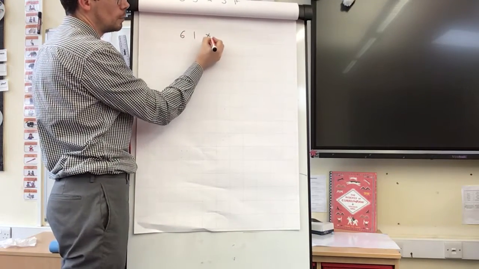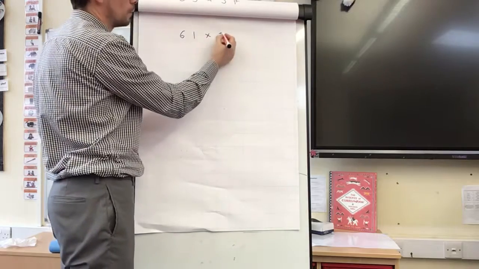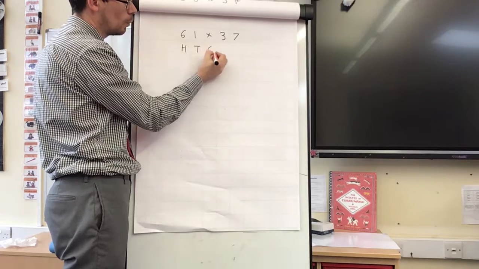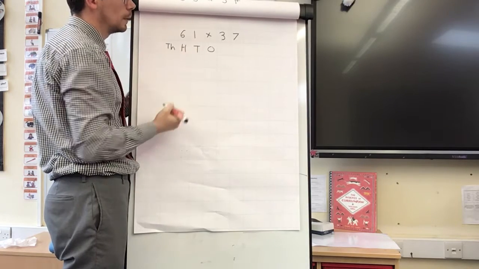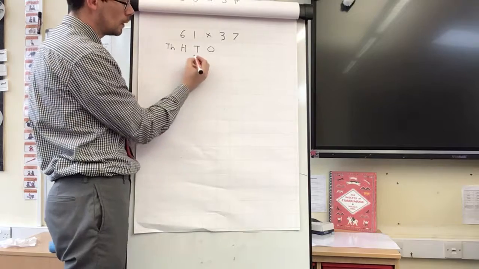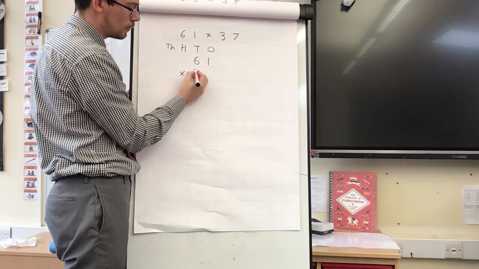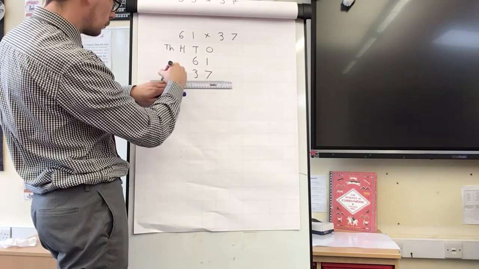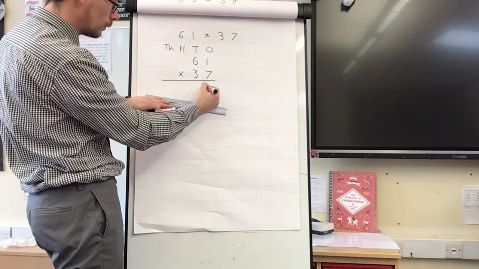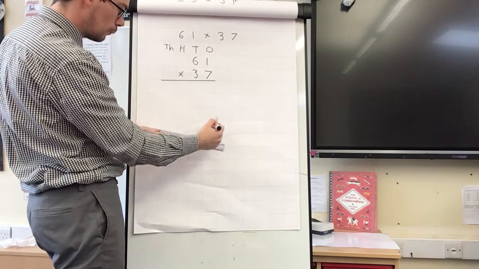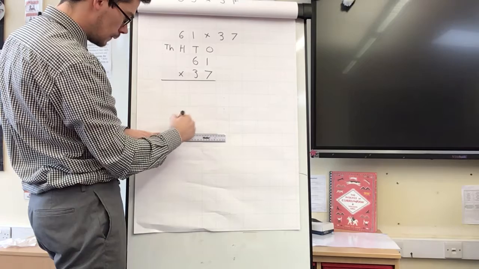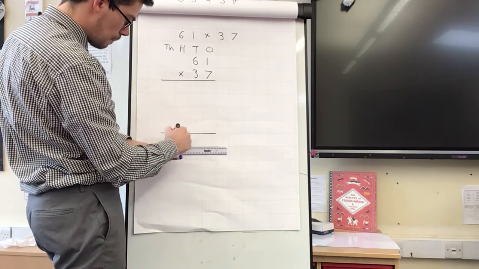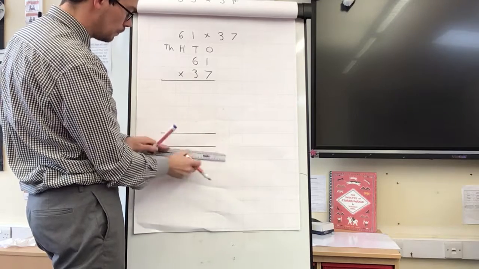61 times 37. First thing I'm going to do is put in my hundreds, tens, ones. I'm going to put in thousands this time. You'll see why, because it's going to be a bigger answer. With my ruler, I'm going to go over into the thousands column this time. And I'm going to leave 1 line of squares, 2 lines of squares, 3 lines of squares, 4 lines of squares, because it's the expanded method. Some of you will be practicing the compact method in future lessons.